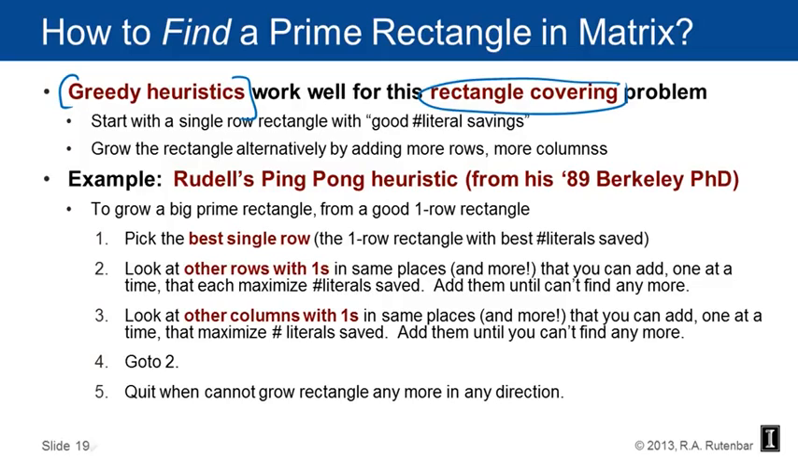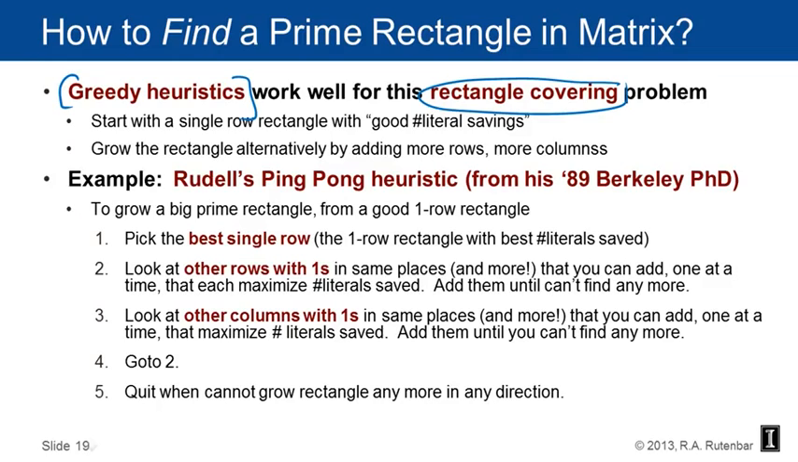So in this particular case, what greedy means is that we're going to grow the prime rectangle a row and a column at a time, and every time we have the opportunity to add either a row or a column, we're going to do the best thing we can, but just one row and one column at a time. This is from Rick Rudell's PhD thesis in 1989. Rick wrote one of the very first multi-level synthesis tools at Berkeley for his PhD, and ping pong is a nice simple example to talk about.